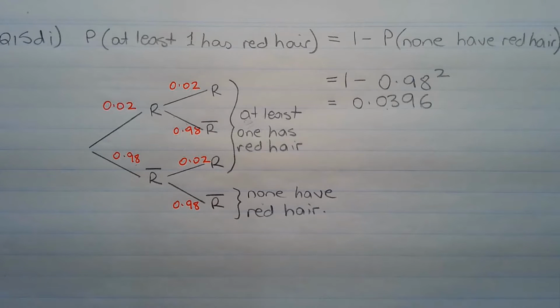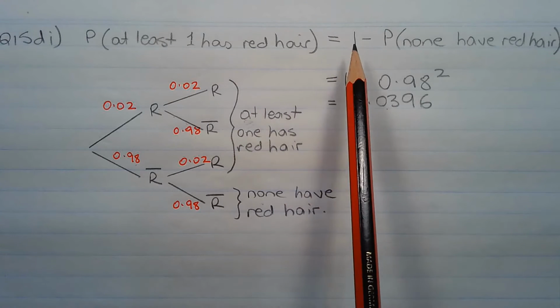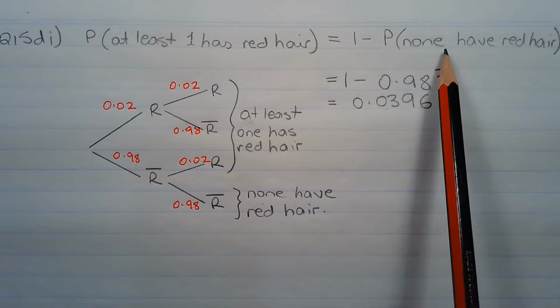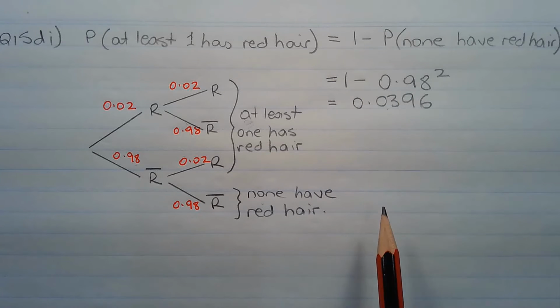Applying the law of complements, the probability that at least one person chosen has red hair is equal to 1 minus the probability that none chosen have red hair. And that equals 1 minus 0.98 squared, which equals 0.0396.